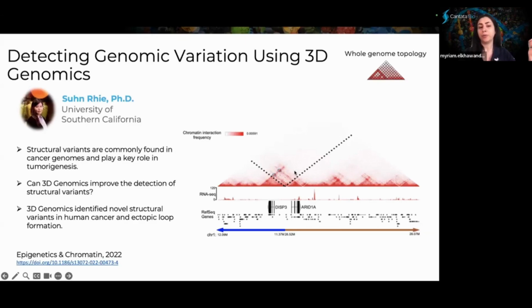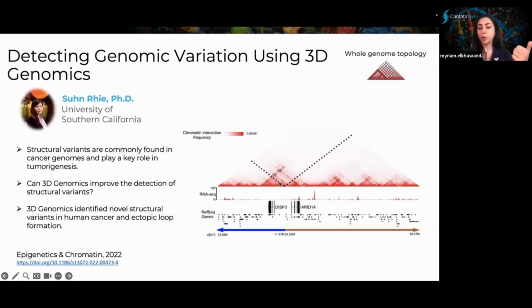Sun Rhee from the University of Southern California used the whole genome topology approach to study the different structural variations that are happening in prostate cancer. And you can see here with this butterfly pattern, they were able to identify from this contact map that there has been an inversion in these cancer cells around the ARID1A gene. And this gene is known to be dysregulated in prostate cancer cells.